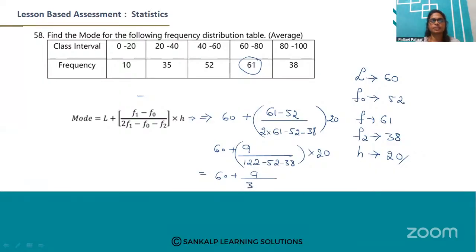So this is equal to 60 plus 9 divided by (122 minus 52 minus 38), we get 32, into 20. So this is equal to 60 plus 9 into 20 is 180 divided by 32. So this is equal to 60 plus 180 divided by 32 is 5.625, which is 65.625. Therefore, the mode for the given frequency distribution table is 65.625.